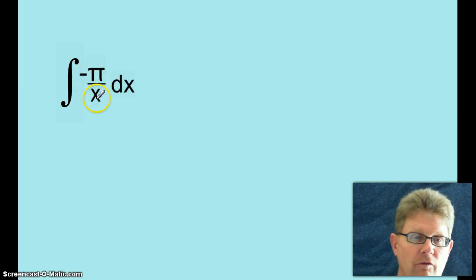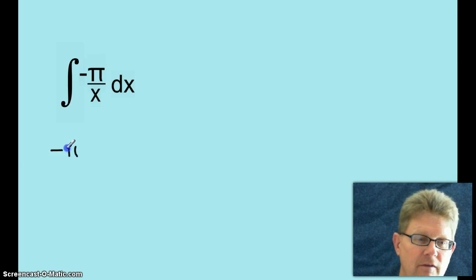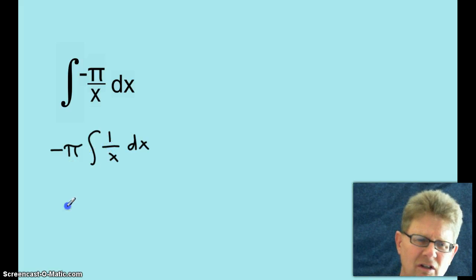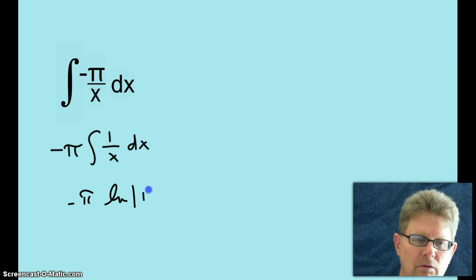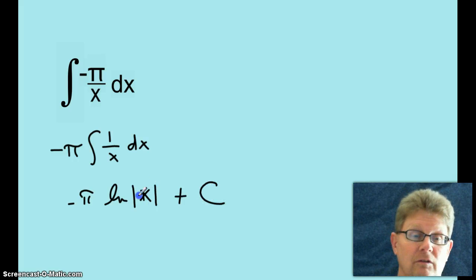Negative pi over x. All right, we can pull a constant out front. Negative pi times the integral of 1 over x dx. And again, that's with respect to x. What is it that you get 1 over x when you take the derivative of? Ooh, that was good. Okay, so negative pi, the ln of the absolute value of x, because we have to have the absolute value, because otherwise this won't work. It has to be a positive function. All right, there you go.